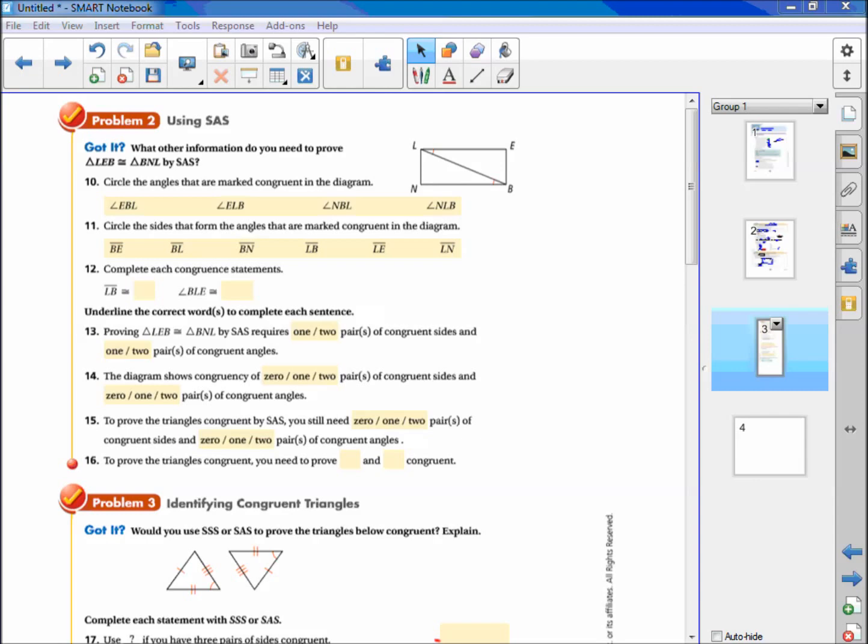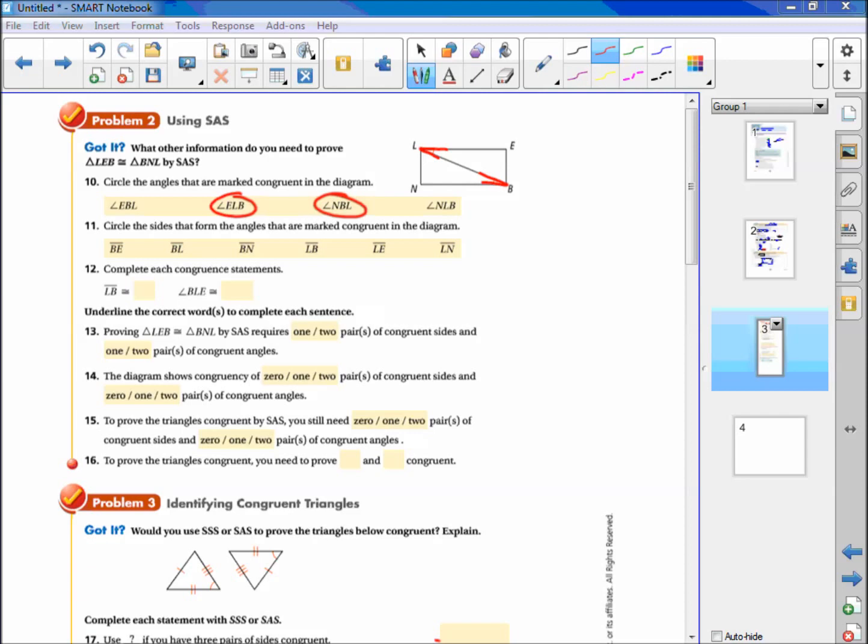All right, so let's take a look. So circle the angles that are marked congruent by the diagram. So one of the angles is right here, and the other angle is right there. So we have angle ELB, that's in the top right triangle, and we have angle NBL, that's in the bottom left triangle. Okay.